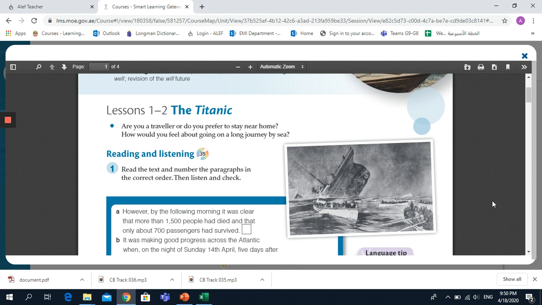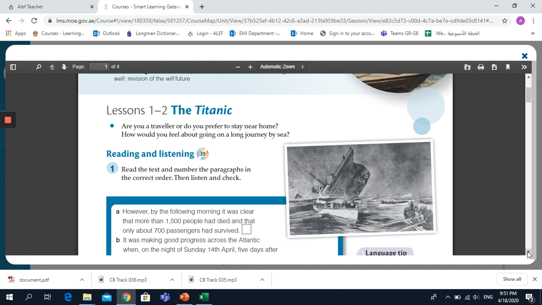The first question that will be asked here: are you a traveler or do you prefer to stay near home? Of course, the majority of people like traveling and visiting different countries in the world, either by ship, by airplane, or maybe by car. How would you feel about going on a long journey by sea? Some people feel excited because they like watching the surface of the ocean, and some people feel it is exhausting and boring because of the length of the journey.